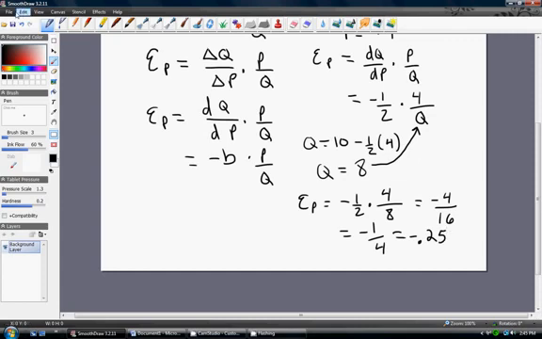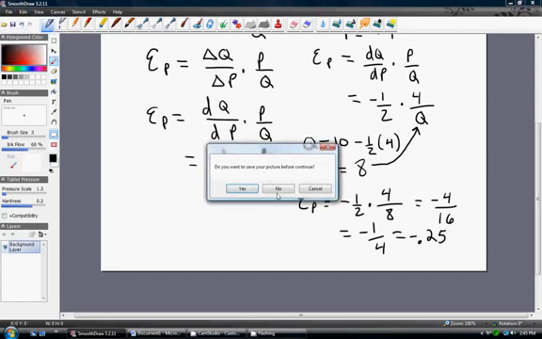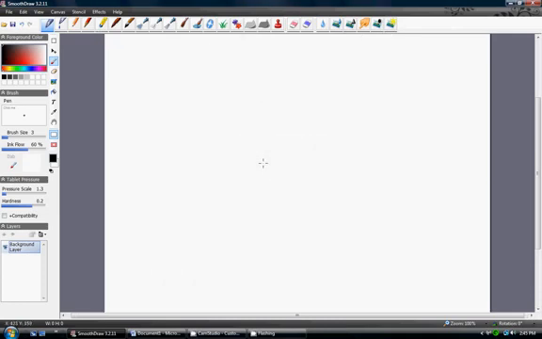All right, let's do another example. In this example, let's use our same demand equation. Q equals 10 minus 1/2 P. But this time, let's find the price elasticity of demand where P equals $16.